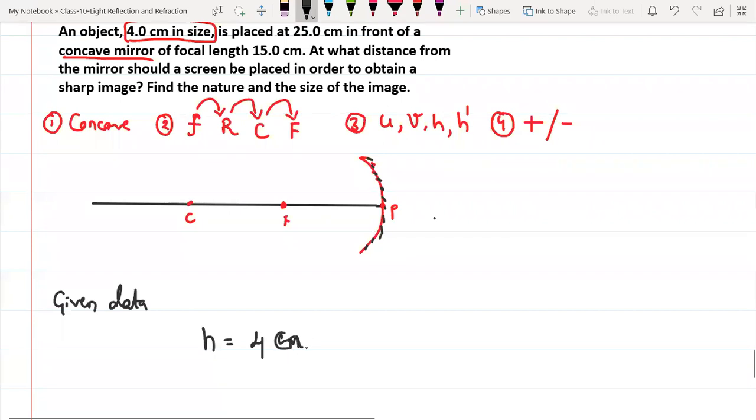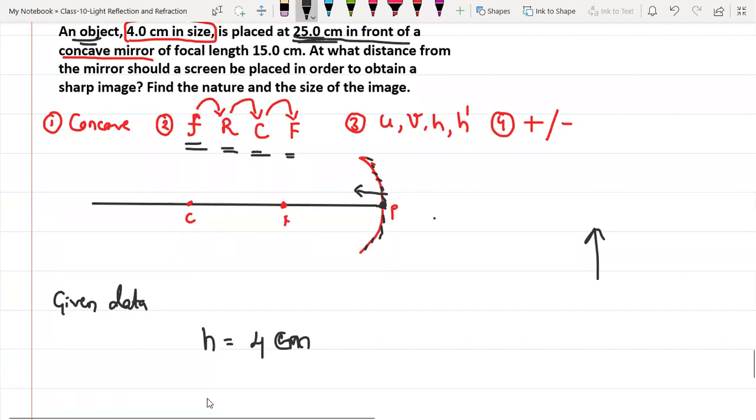Now always you have to remember h will be positive, right? Because objects will always be like this. Next, it is placed at 25 centimeter in front of a mirror. So this object is placed 25 centimeter in front of the mirror. This is the reference point. From here we have to check 25 centimeter. But we don't know F value, C value. Let us wait. First, as I told, we have to see F values, R values, C values. Then only we go with that.